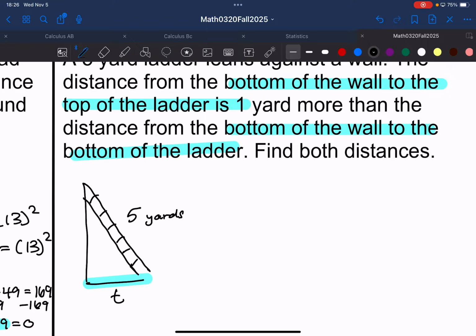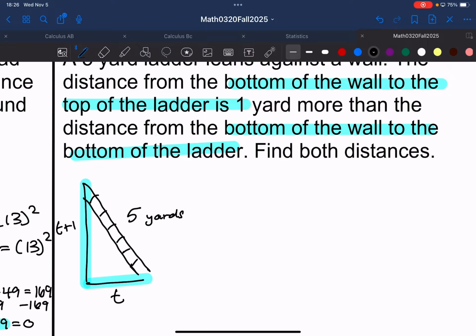Now we can go back over here and look at this side, and it says that it is 1 yard more than the bottom. So how would I write that? T plus 1. Okay, does it matter what variable you assign these? No, unless it says use this variable. Okay, if it doesn't, you can use any. Let me erase that. I don't like that it's going to the side.